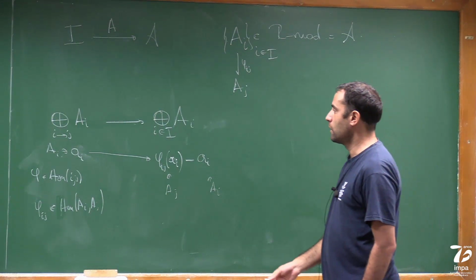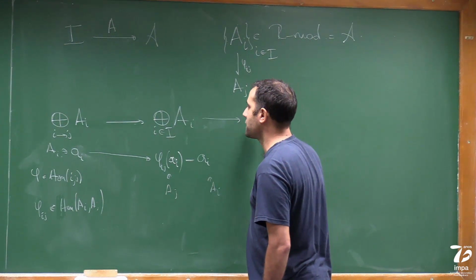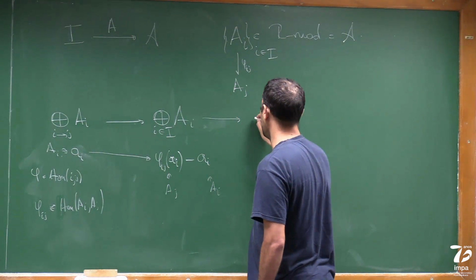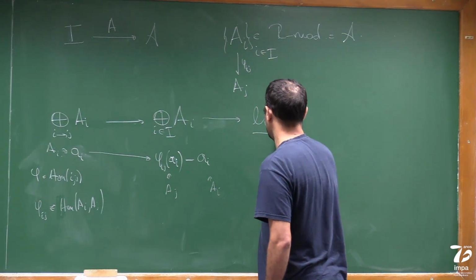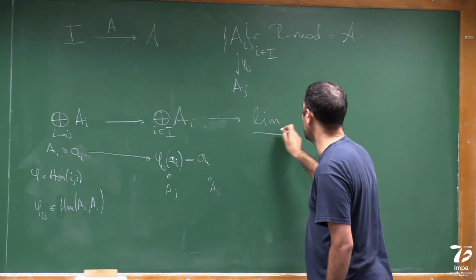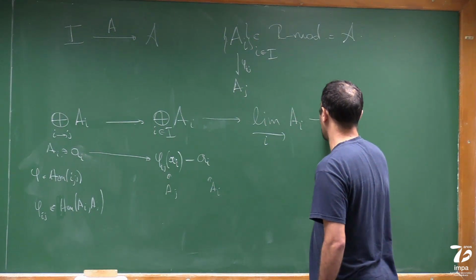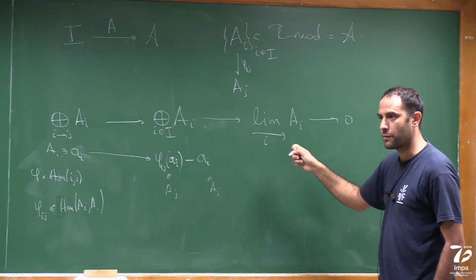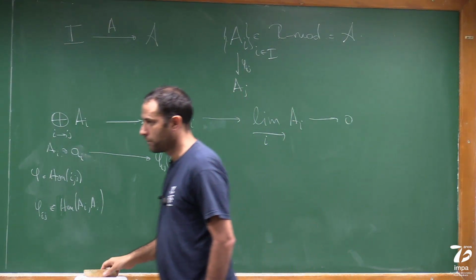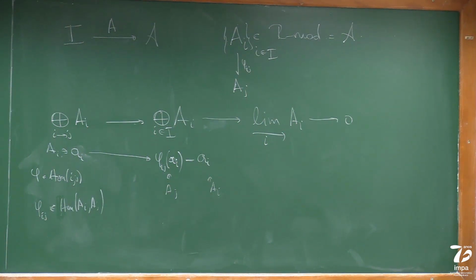So the cokernel of this sequence is going to be the colimit. Here's the claim: that this is the cokernel, that this sequence is exact at this point. So let's prove that.